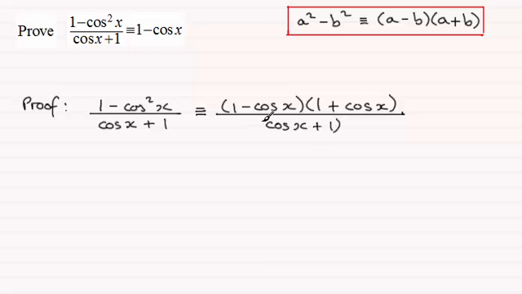And clearly cosine x plus 1 is the same as 1 plus cosine x. You don't have to put this in brackets, but I've done that just so that you can see that we have now a common factor both on the top and the bottom, and they cancel. Okay, they go into one another once. And what are we left with? Well, it's identical to 1 minus cosine x, and that is what we had to prove. So a nice example just to illustrate this point here, the difference of two squares.